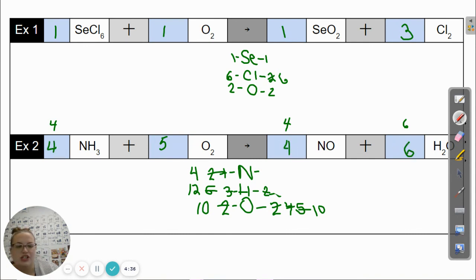Now, I want to make sure I can reduce this to the smallest common numbers. So if I had 8, 10, 8, 12, I could divide all of those by 2. I can't divide these by any number to make them smaller, so that's how I know I have the right answer.